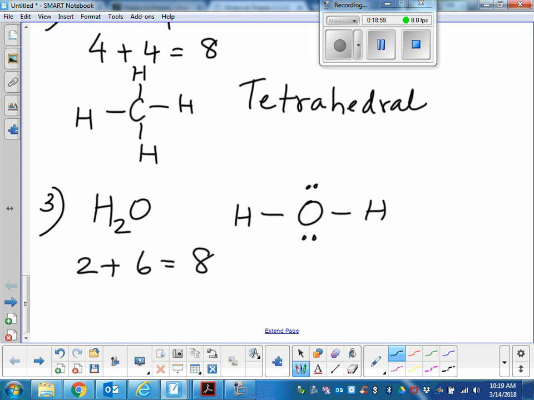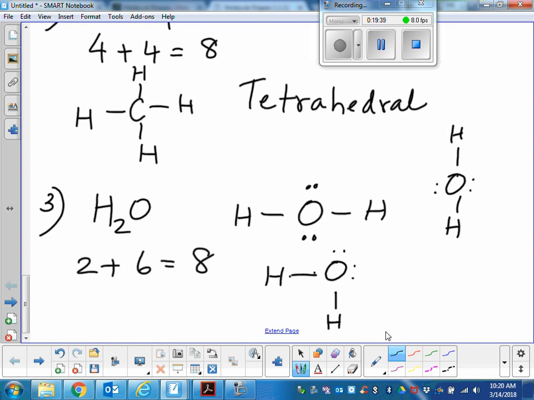I'll tell you why that will also be correct. If you draw it like this, or like this, or like this, all of these as Lewis dot structures are correct. It doesn't matter which way you draw. But I want my students to tell me what will be the shape of this molecule.